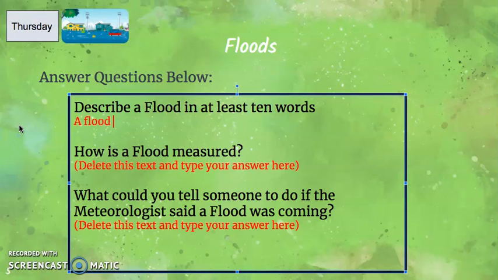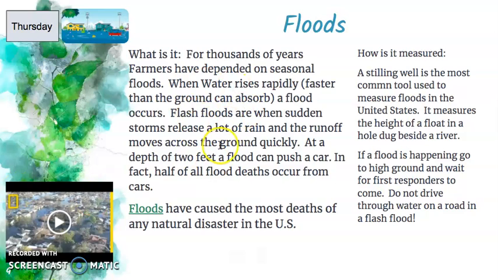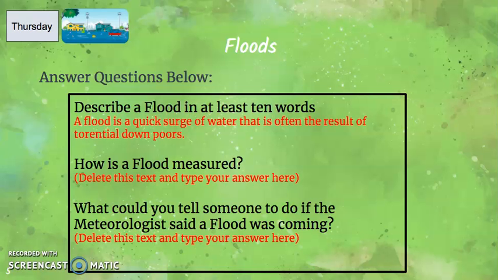A flood is a quick surge of water that is often the result of torrential downpours. I don't remember what I wrote up there, so I'm just writing things. You should write what I wrote up here, though. You should take the time to read this or watch the video. It's more than 10 words. Continuing on. How is a flood measured?